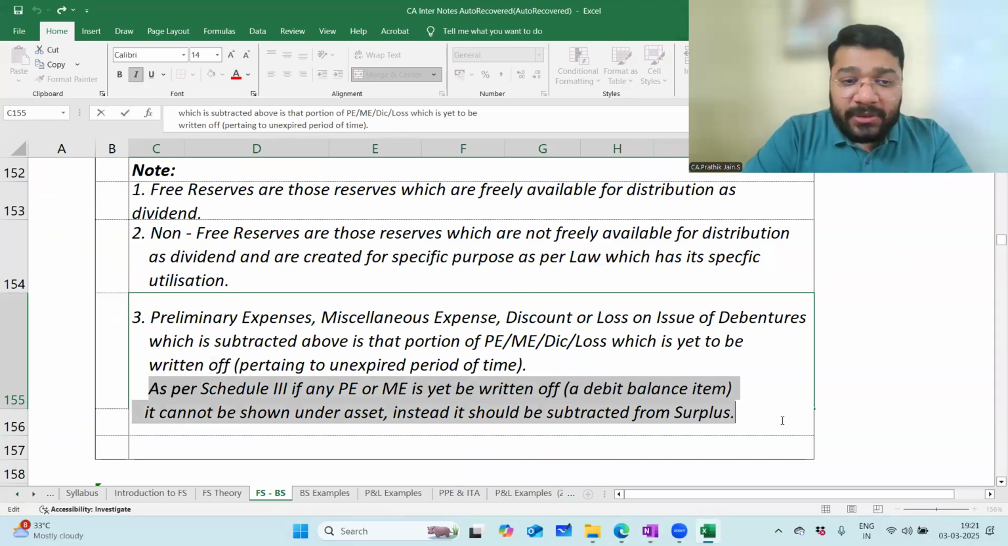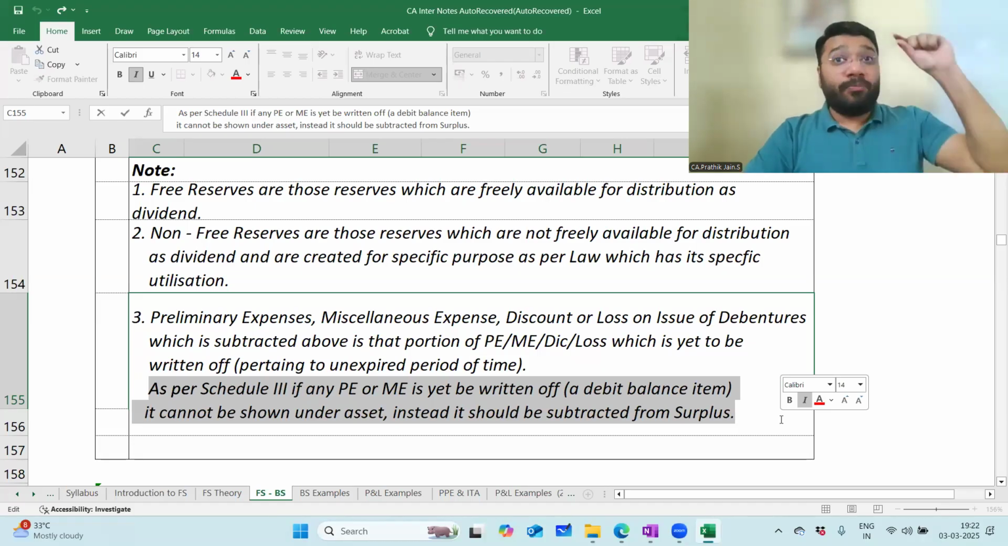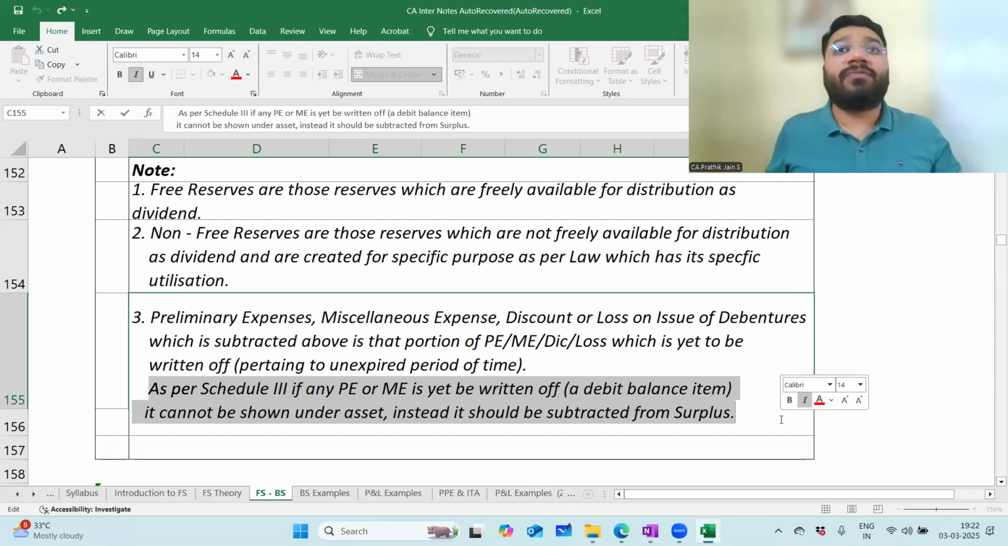Now, as per Schedule 3, if any preliminary expenses, miscellaneous expenses, discount or loss which is yet to be written off, a debit balance item sitting on the asset side, it cannot be shown under assets anymore. Instead, it should be subtracted from your surplus. From which part? From the opening balance, add all the surpluses, transfer to reserves, everything. Finally, you get the closing balance, and from that closing balance you further subtract. So we call this a below-the-line item of surplus. Any problem?